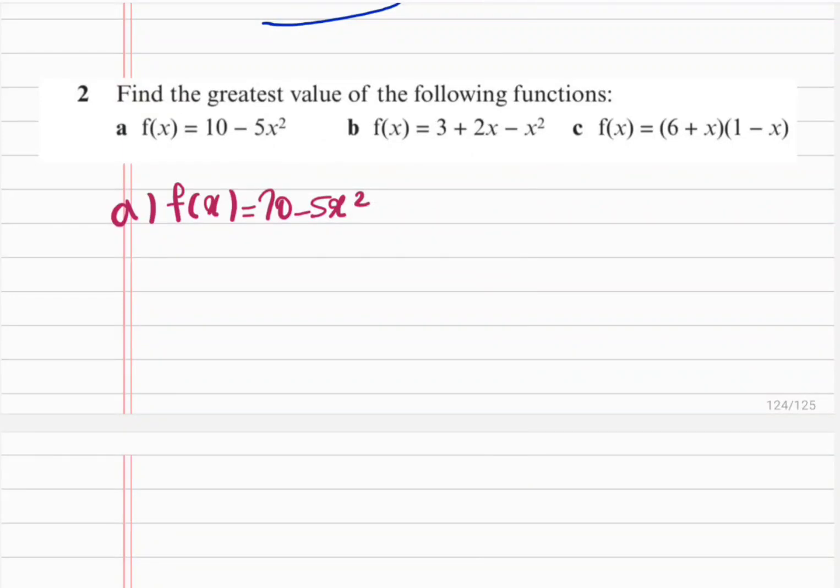Hi everyone, this video is on exercise 12 question 2. In this question, we want to find the greatest value of the following functions. It basically means that we need to find the stationary point of the function, but obviously the y-coordinate of the stationary point, because that gives us the greatest value of the function.